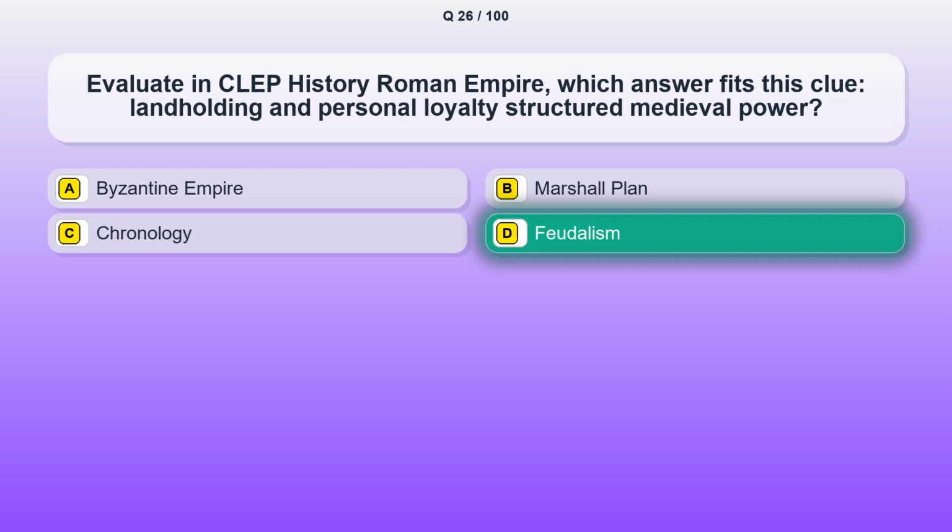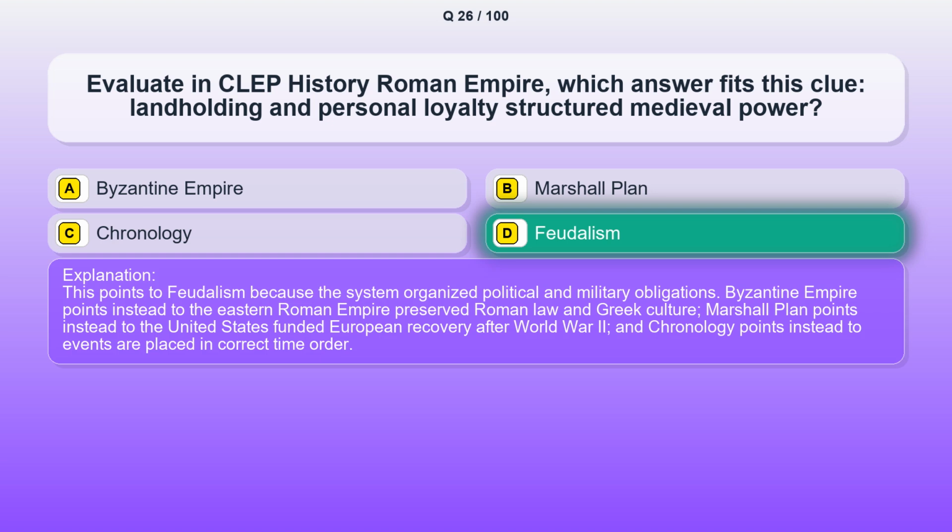The correct answer is option D, feudalism. This points to feudalism because the system organized political and military obligations. Byzantine Empire points instead to the Eastern Roman Empire preserved Roman law and Greek culture. Marshall Plan points instead to the United States funded European recovery after World War II, and chronology points instead to events are placed in correct time order.